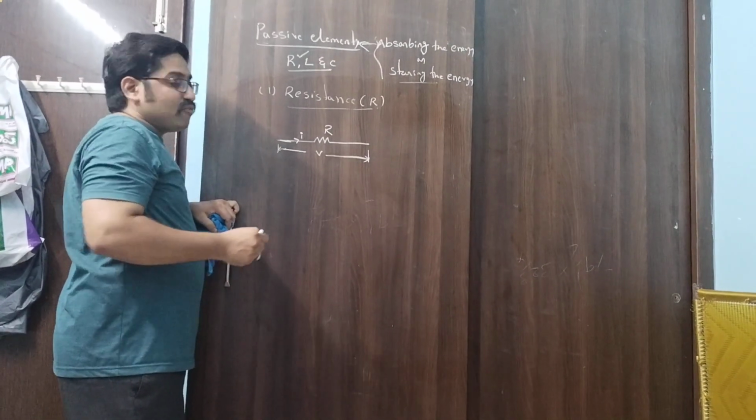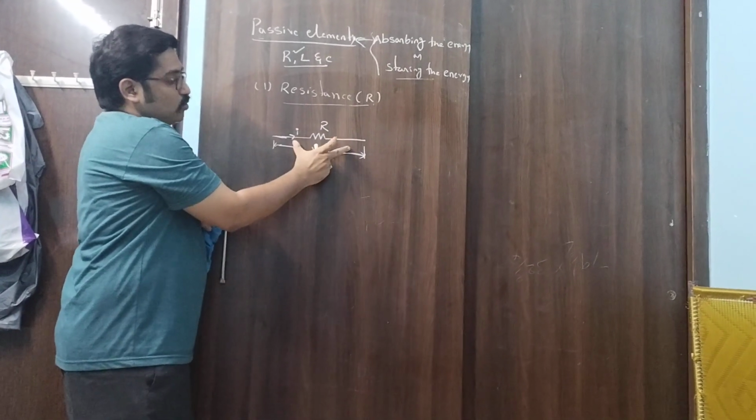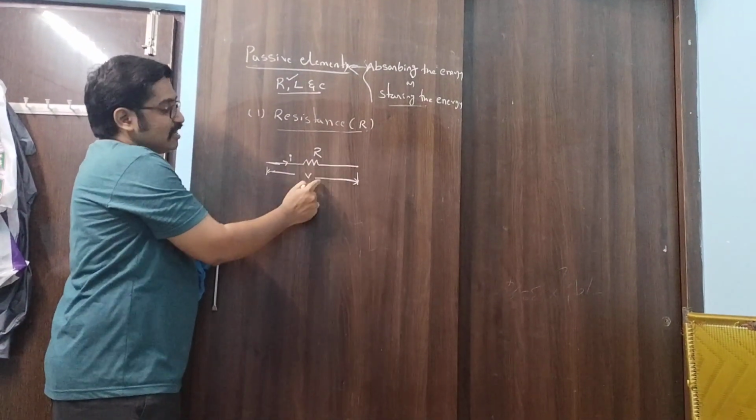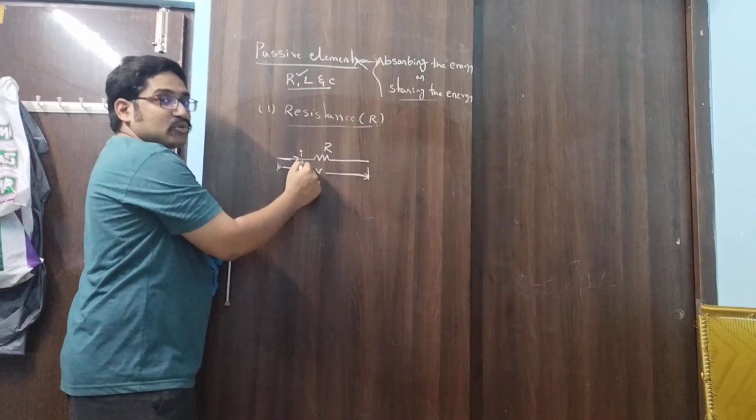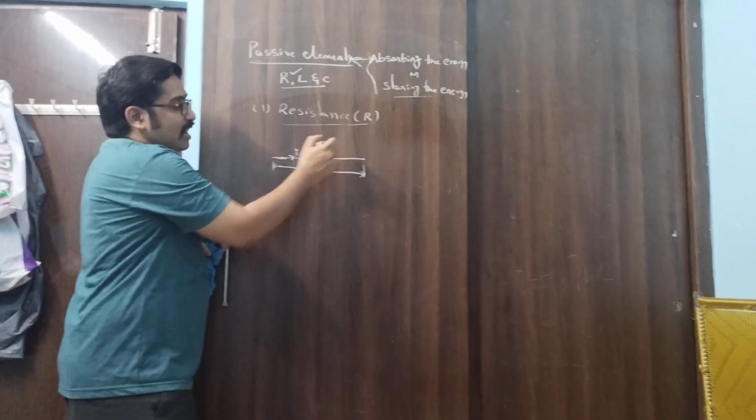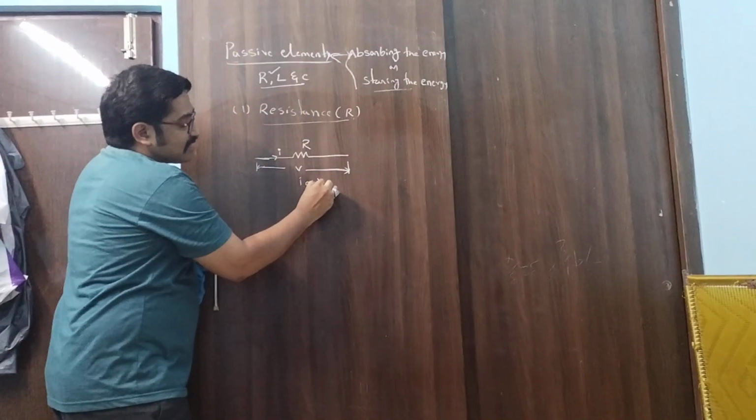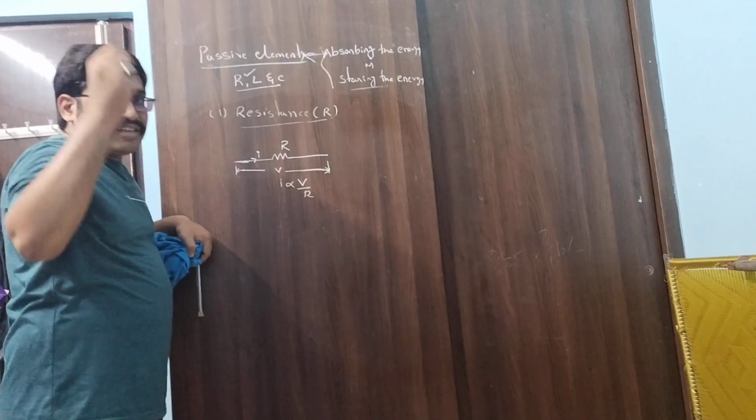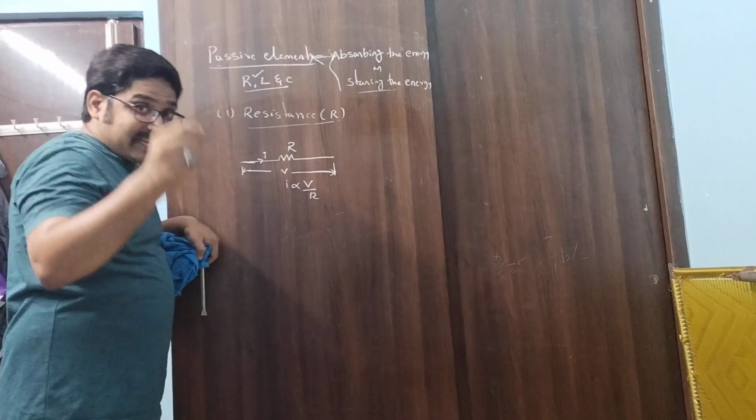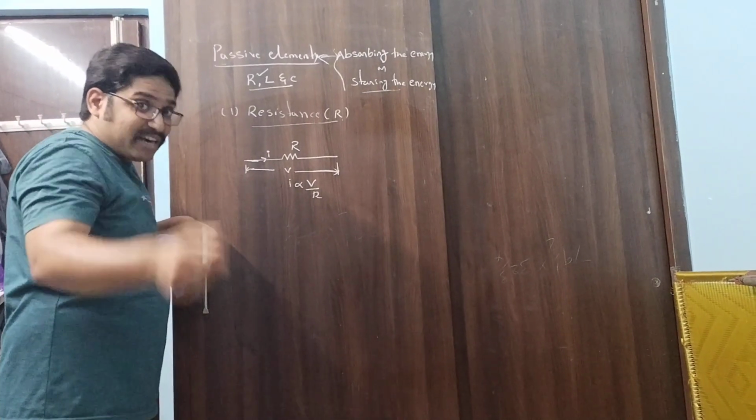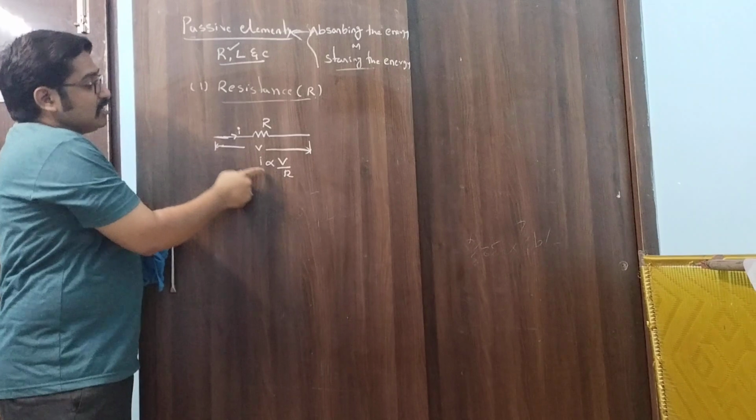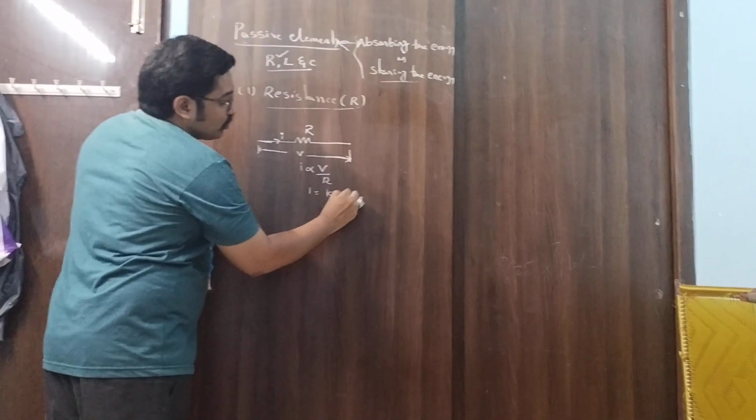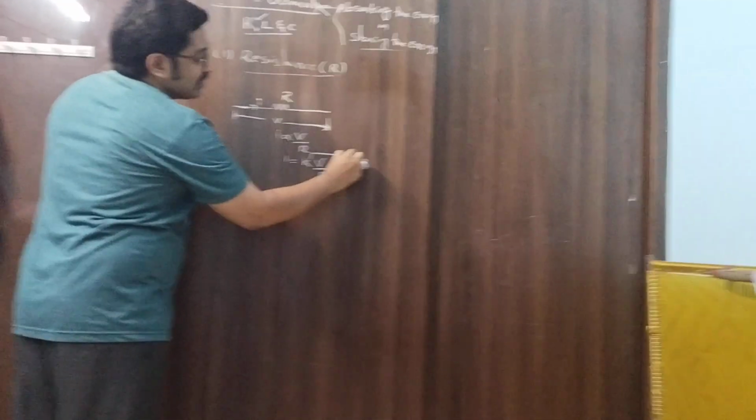What is Ohm's law? The current flowing through the circuit is directly proportional to the potential difference across the circuit and inversely proportional to the resistance R, provided the temperature remains constant. Where I is proportional to V by R. So you can write I is equal to K into V by R, where K is a constant.